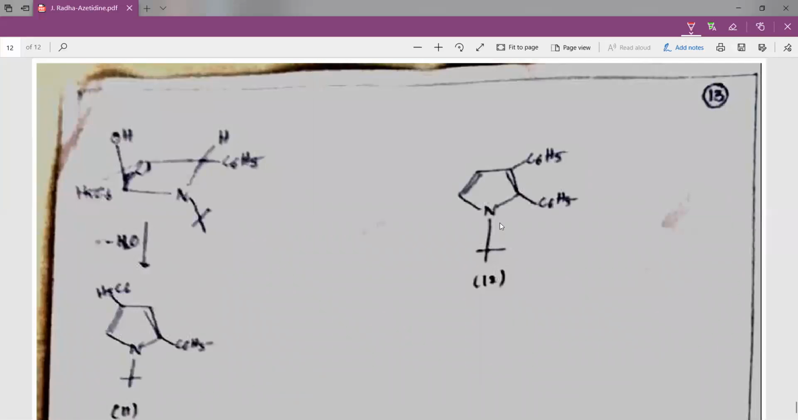So here, 1 tertiary butyl, 2,3 diphenyl pyrrole. This is 1 N tertiary butyl, 2,4 diphenyl pyrrole. So this is N tertiary butyl, 2,3 diphenyl pyrrole.